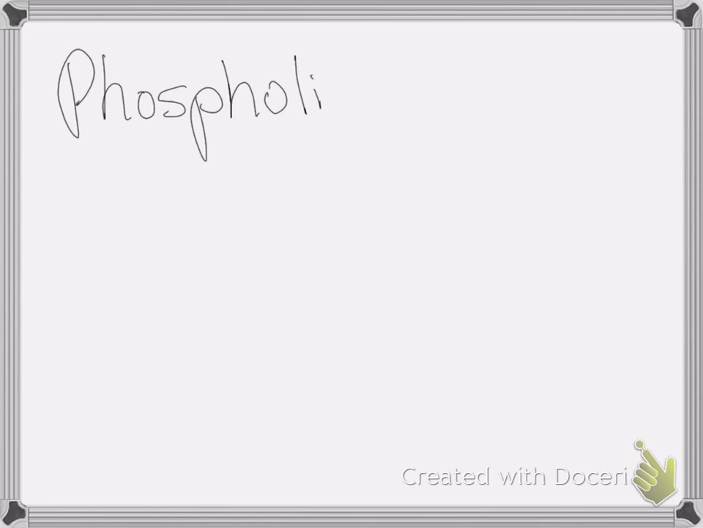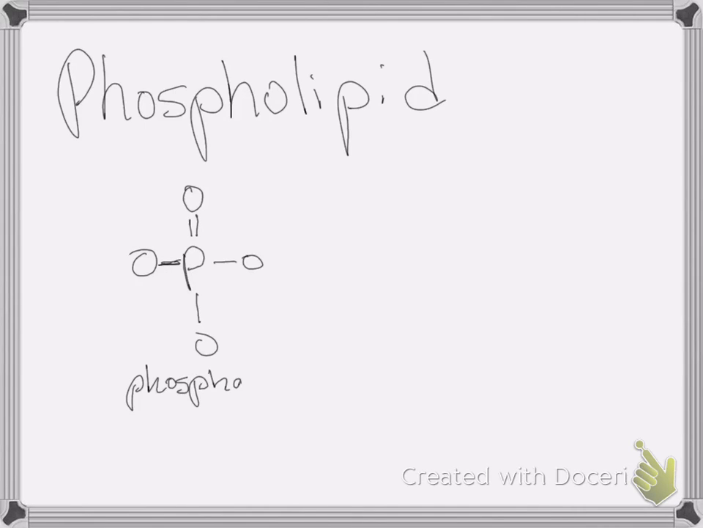Can you tell me what a phospholipid is going to have in it? It's going to have some phosphorus. And so it's going to have one part of the molecule that has a phosphorus. Phosphorus is almost always attached to oxygens. And I'm just going to show you this once. And after that, we're not going to worry about it. This is a phosphate.